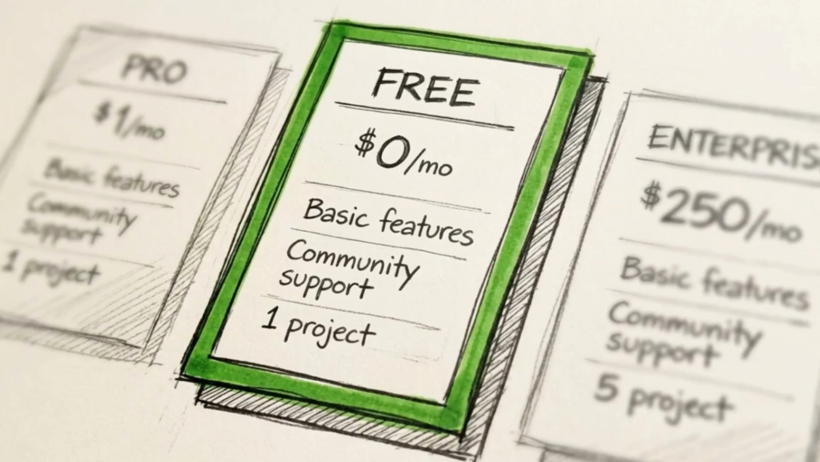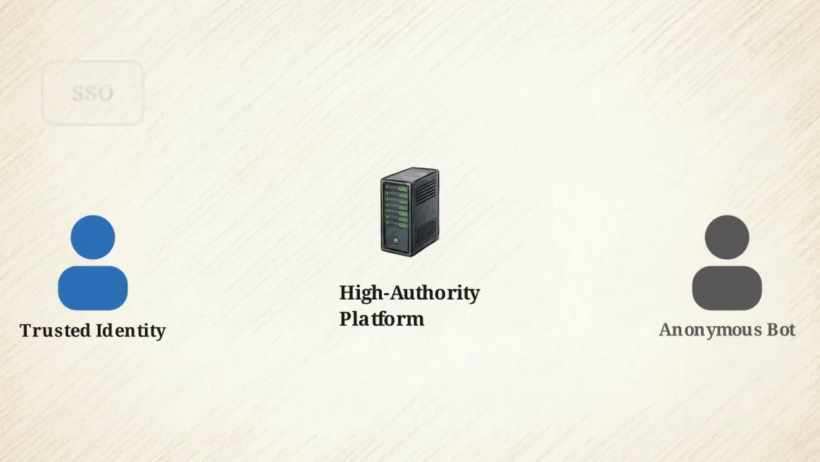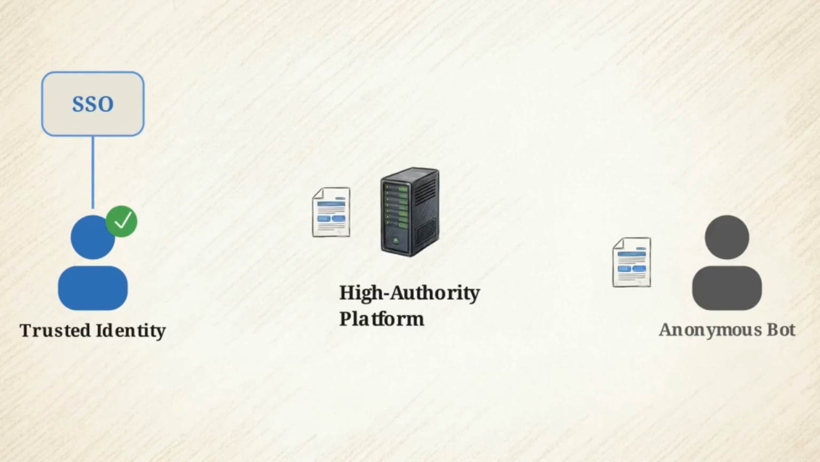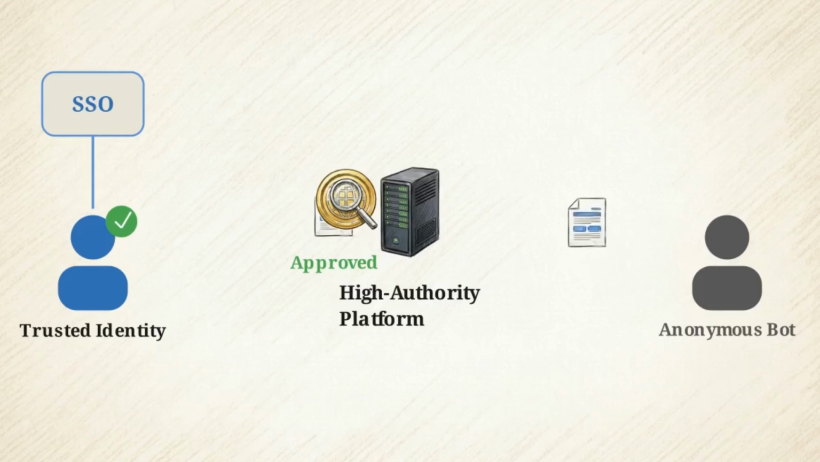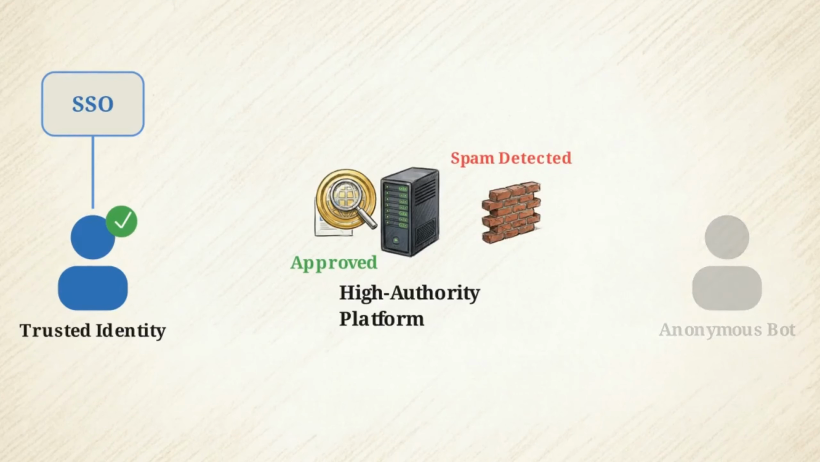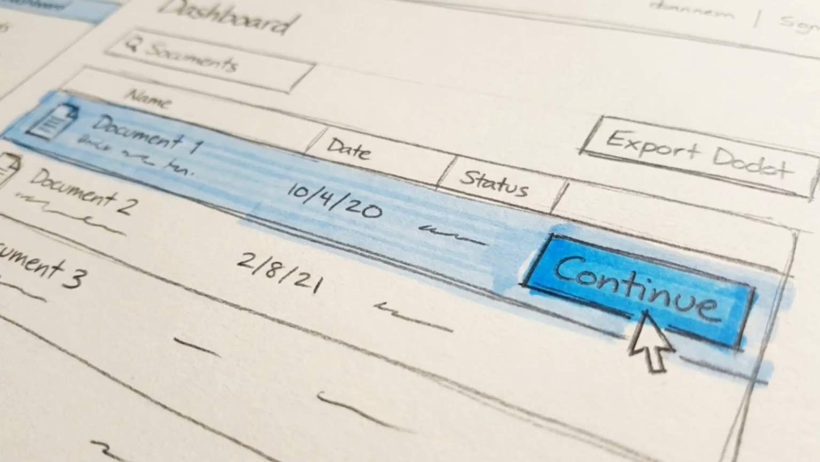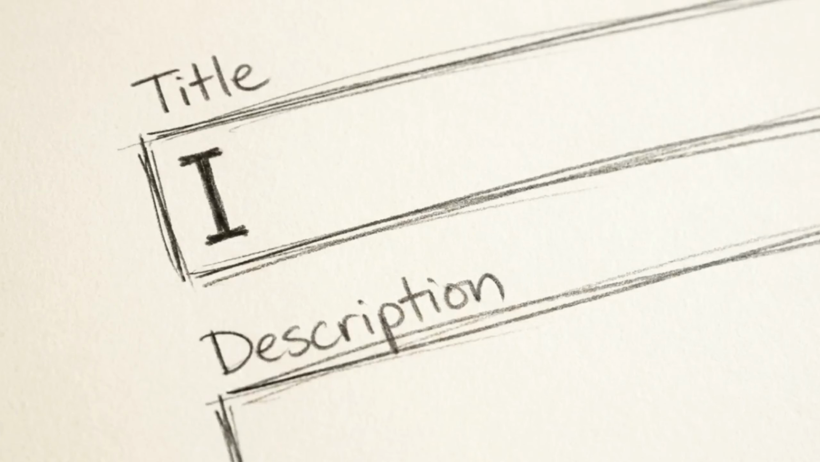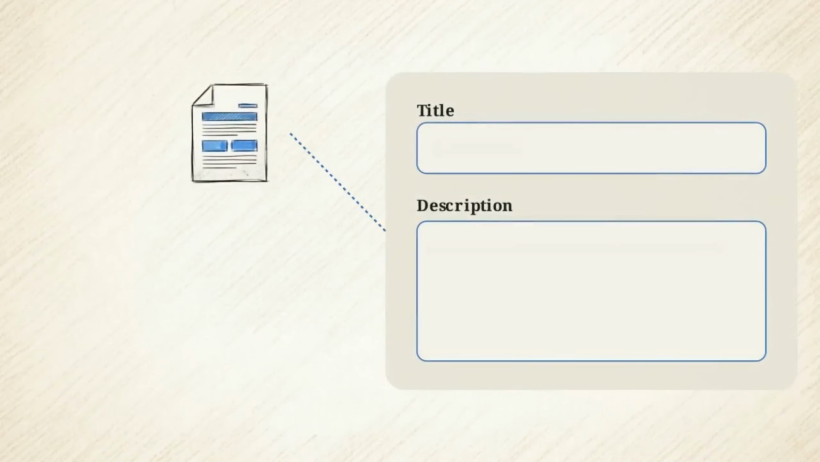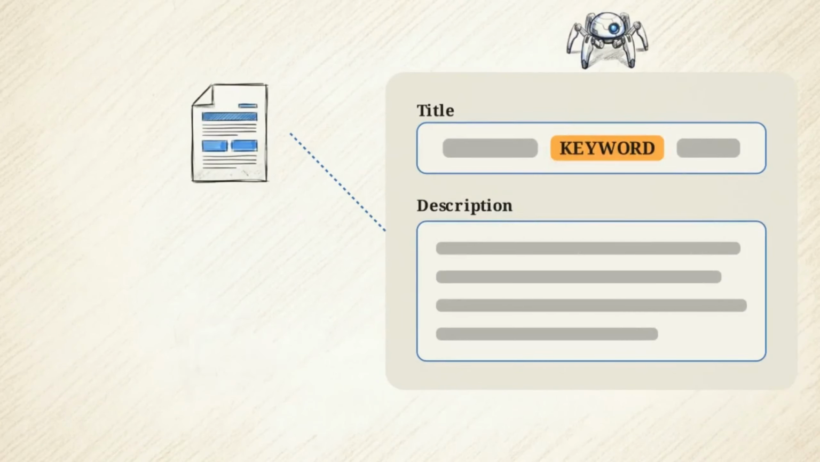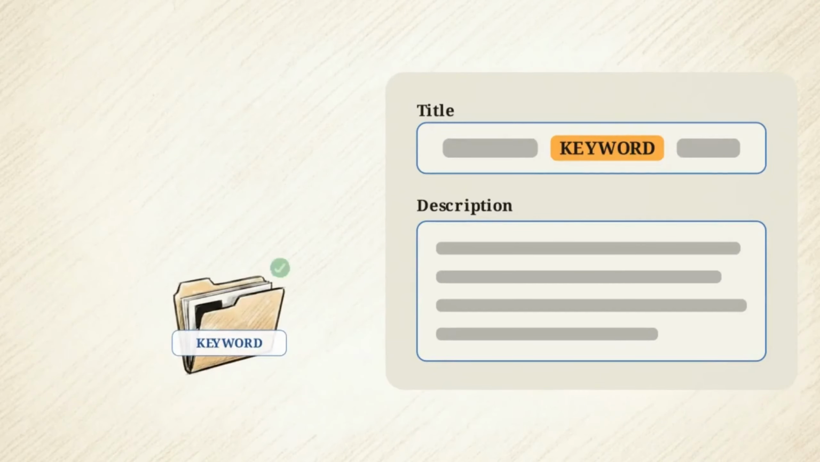During the onboarding process, you will see options for paid subscriptions. Select the free tier to continue to the document management dashboard. Verifying your account through a known provider like Google or Microsoft associates your profile with an established identity. This helps the platform categorize your upload as legitimate content rather than an automated submission. Within your dashboard, find your document and click Continue to access the final settings. Enter a title and description for your document. Including your target keywords here provides necessary context for search algorithms to categorize your link correctly.